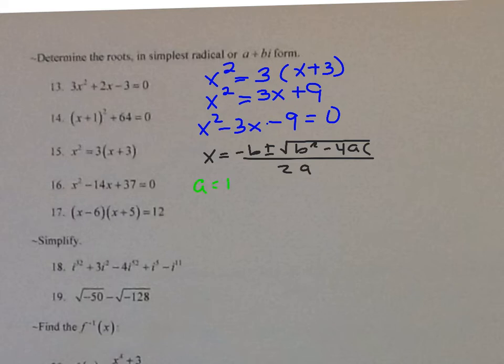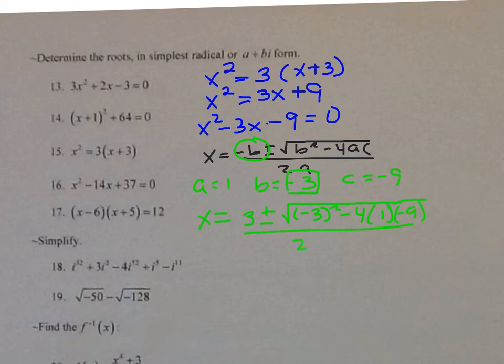A is 1, b is negative 3, c is negative 9. So I want negative b, which is negative 3 here, so that's going to make that positive 3. So we have negative 3 squared minus 4 times a, which is 1, times c, which is negative 9, over 2 times 1. Again, plug in what's under the square root. So we have 3 plus or minus. When I plug in what's under the square root, I get 48 over 2.